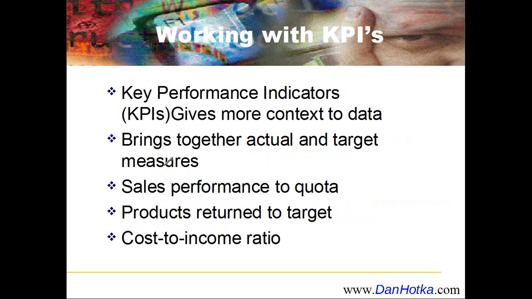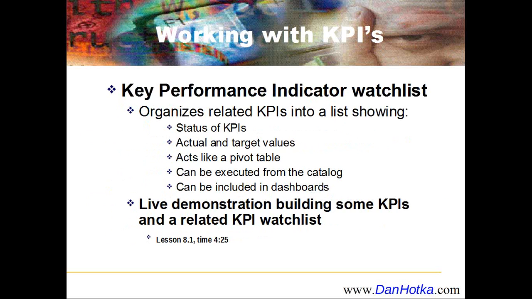Key performance indicators give you more context to the data. They bring together the actual and target measures and give you a visualization of how the actual is doing compared to the target. This could be things like sales performance to quota, products return to target, cost to income ratio, things of that nature. The key performance indicator watch list allows you to organize KPIs into a related list. The actual status of KPIs, the actuals versus target values. It really kind of acts like a pivot table. It can be executed from the catalog, and it can be executed in dashboards, okay? And that's where I like to use it.